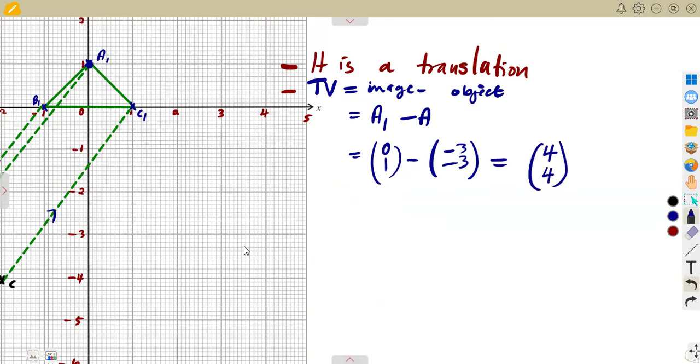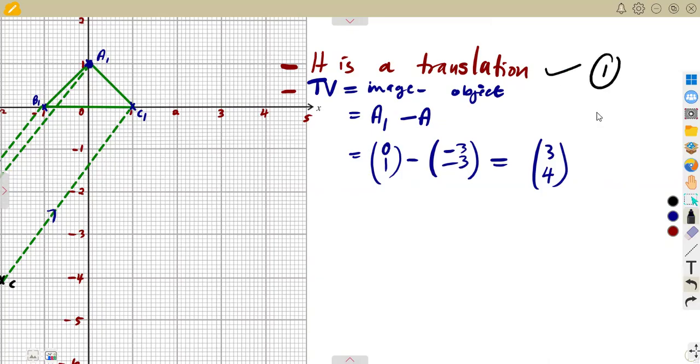So meaning to say our 0 minus, guys, you see this? That's a 3 there, okay? 0 minus minus 3, that's a 3 there. Then 1 minus minus 3, that's a positive 4. So that's your translation vector. Image minus object. So this is to describe a translation fully.